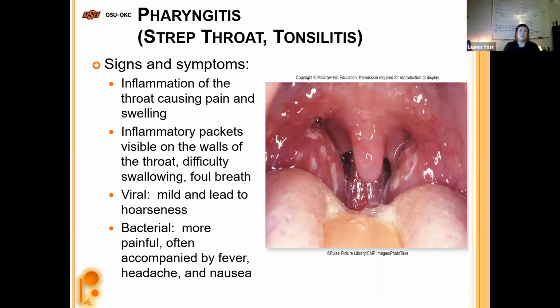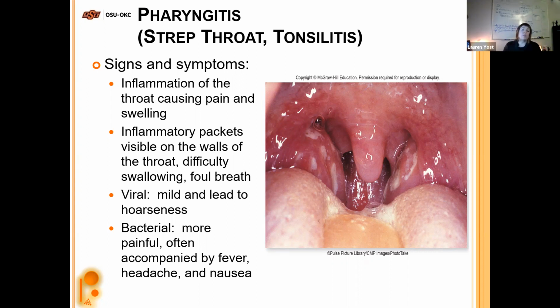All right, next we have pharyngitis. Here we're just talking about an inflamed throat, right? Pharyngitis is just inflammation, infection in the throat. This includes strep throat and tonsillitis. Signs and symptoms of pharyngitis might include inflammation of the throat, causing pain and swelling. We'll have inflammatory packets. We'll see little white patches on the throat as a result of that. That's due to the white cells building up in those areas, and that can be associated with difficulty swallowing as well as foul breath from bacterial growth in the back of the throat.